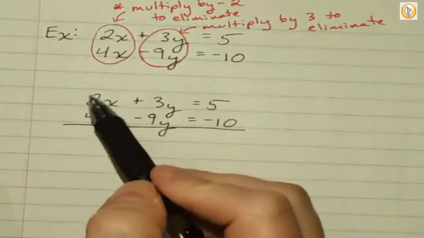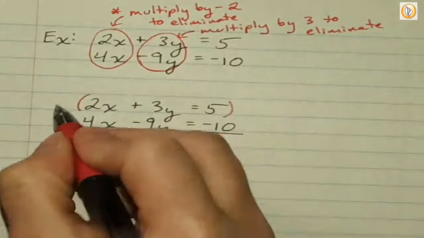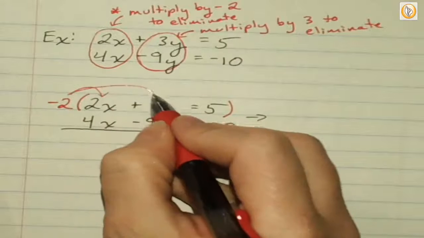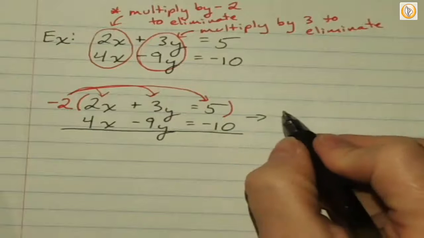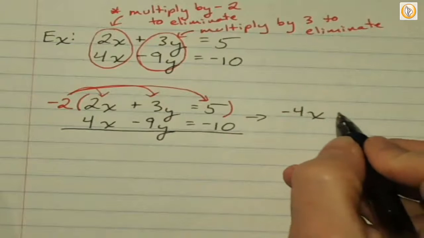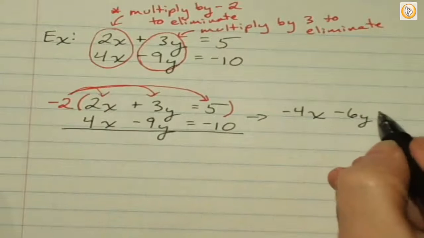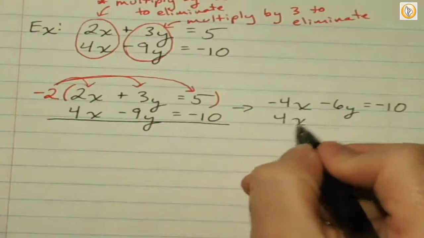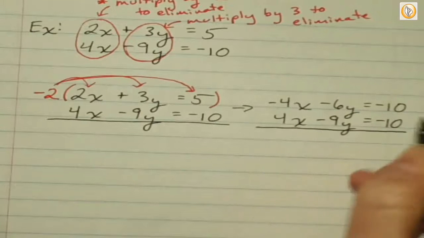So if we multiply by -2, I'm doing this, multiplying this whole thing by -2. Watch what I get. This is distributive property. You have to multiply everything in the parentheses by -2. I end up getting -4x. -2 times 3y is -6y. And -2 times +5 is -10. And then I'm just going to rewrite this equation here. And then I'm going to pause, let y'all catch up, sit back, tell me if you see it now.